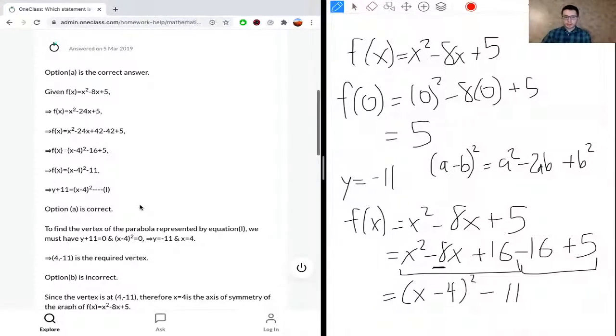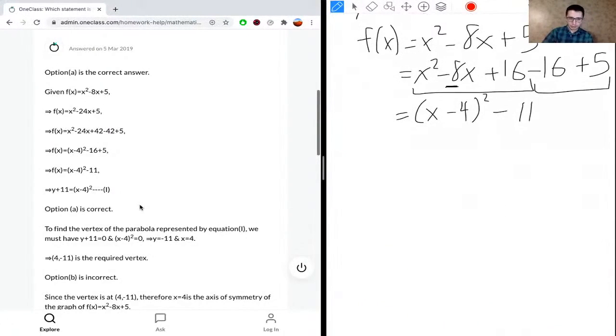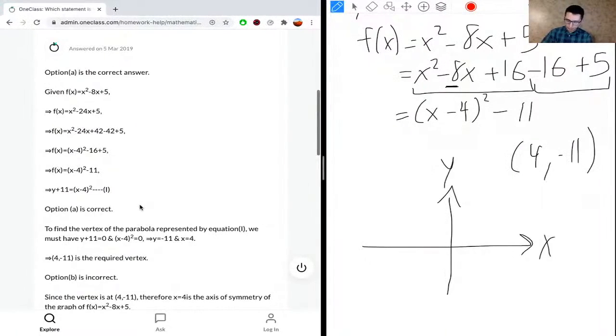This essentially tells us that our vertex is at the point 4, negative 11. So x equals 4, y equals negative 11. So if we were to plot this parabola on the xy plane, so 4, 1, 2, 3, 4, and then negative 11 would be somewhere down here. So we'll say it's negative 11, this is 4, we have a dot here, and then it looks something like this, give or take.